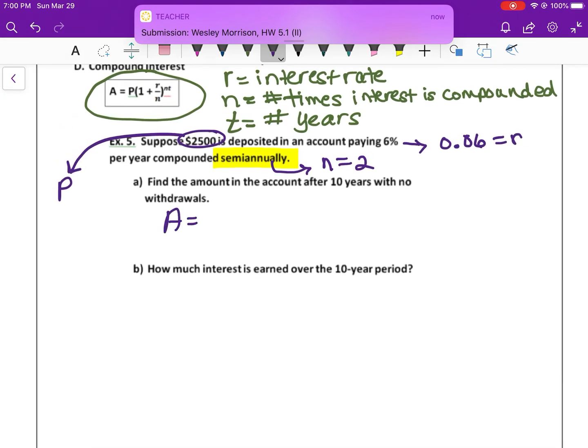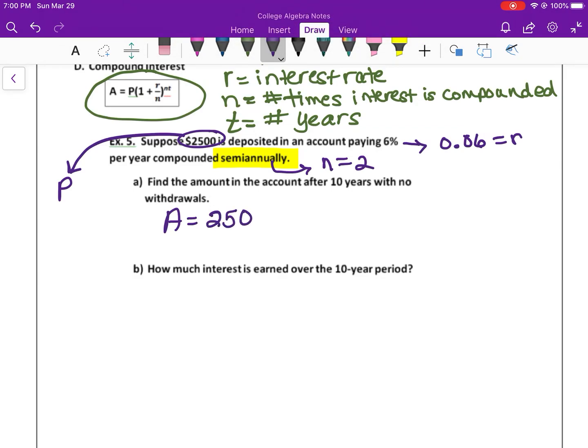A equals P times 1 plus R over N to the NT. All right. I expect you guys to be able to put that right into your calculator.